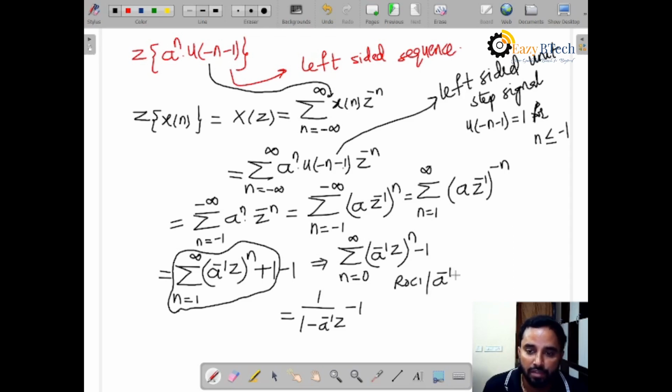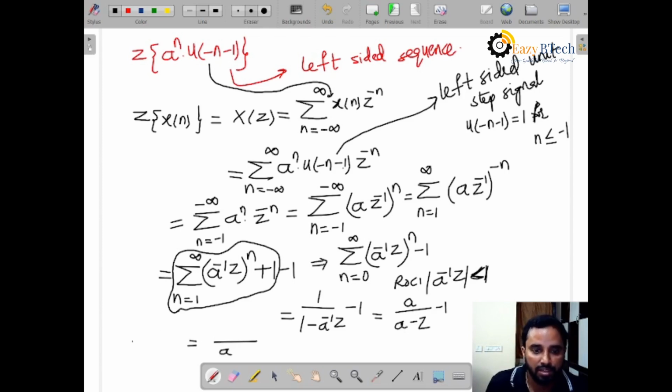ROC is |A^-1 z| < 1. Now we are doing simplification of this, nothing else. So here A inverse z we can write as z by A. So A by A minus z minus 1. A inverse z is z by A. LCM A, so that A will come into numerator. A by A minus z minus 1. Again we can do simplification.